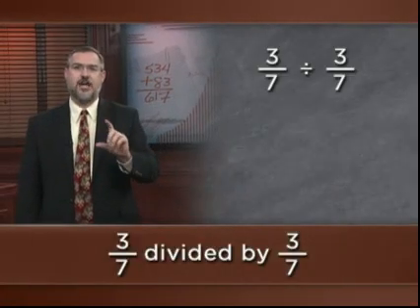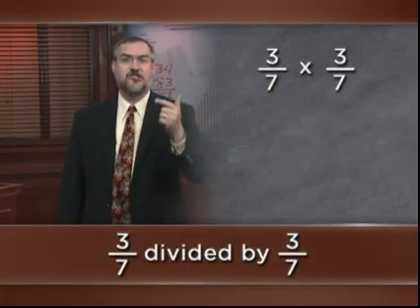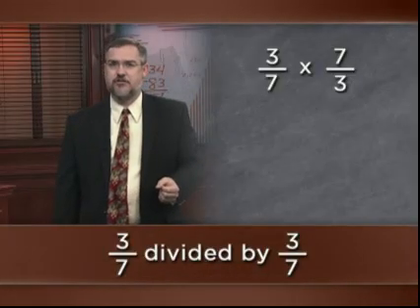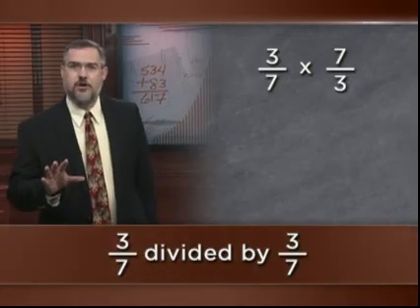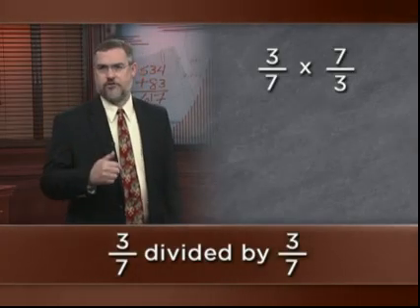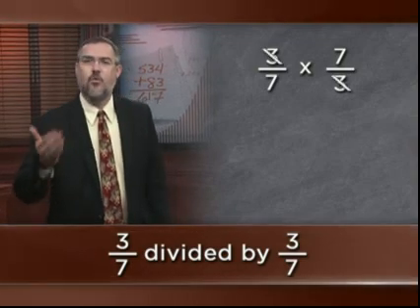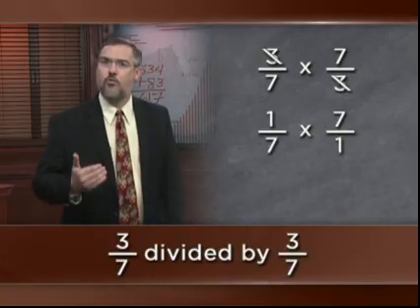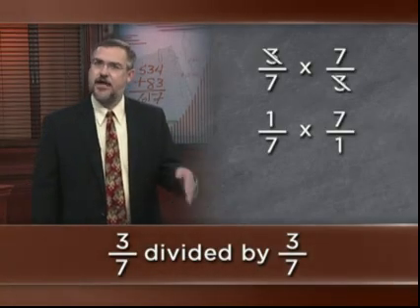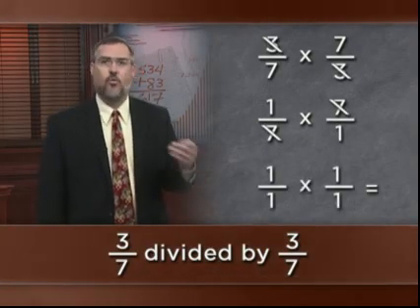We're supposed to change the division symbol to a multiplication symbol and then replace the second fraction with its reciprocal. In this case, that would be 7/3. So the original problem can be rewritten as 3/7 times 7 over 3. Now notice that the 3's will cancel, and that will leave you with 1 over 7 times 7 over 1. And the same sort of cancellation will happen with the 7's. They can both be canceled, and that will leave us with 1 over 1 times 1 over 1.